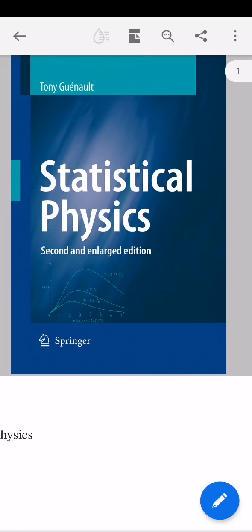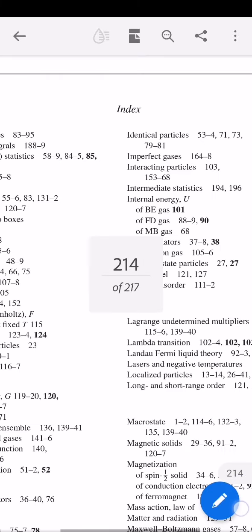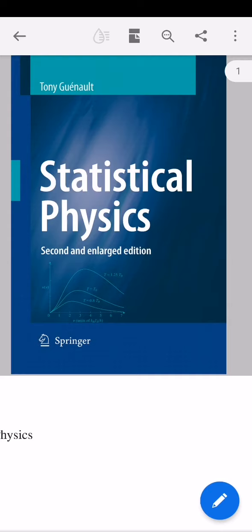And this is the Statistical Physics book from Dr. Tony Guenault, published by Springer. Beautiful cover, very beautiful indeed, in a beautiful blue color, very nice, and it ends with 217 pages. I hope you enjoy reading it. I would suggest only very serious physics graduate students purchase it and invest their money in this book, because it's not for the faint-hearted, if I may say so.